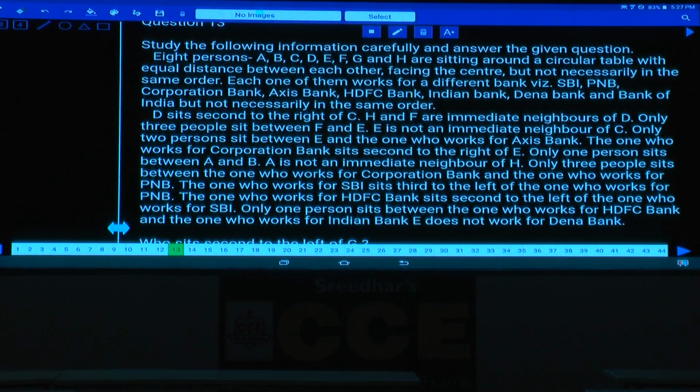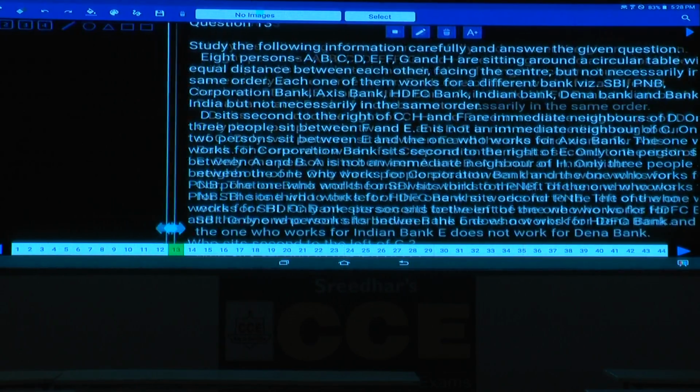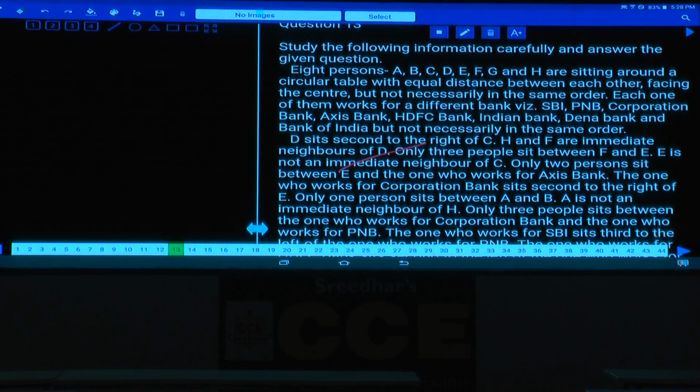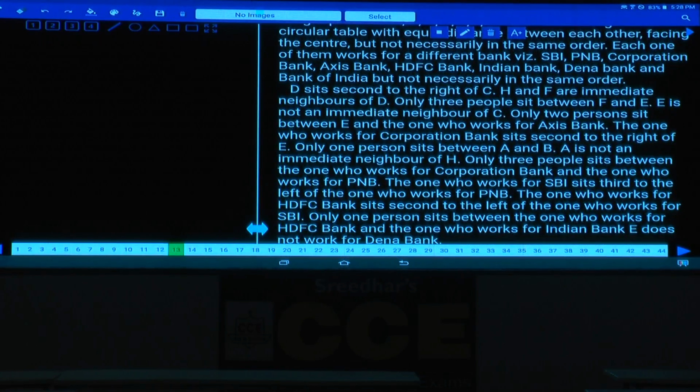Now in this question number 13, 8 persons A, B, C, D, E, F, G and H are seated around a circular table, and not facing the center is clearly given. These 8 persons are seated around a circular table facing the center, isn't it? 1, 2, 3, 4, 5, 6, 7, 8, all these persons are facing towards the center and each of them works in a different bank. 8 different banks are clearly given. And D sits second to the right of C.